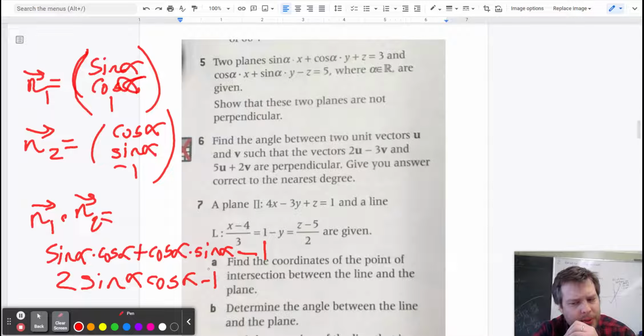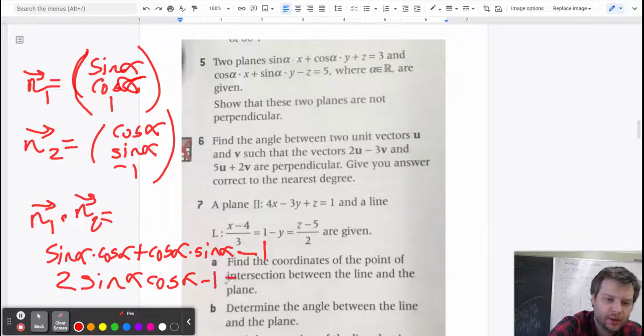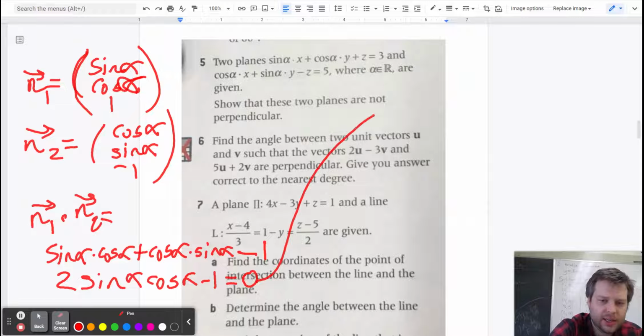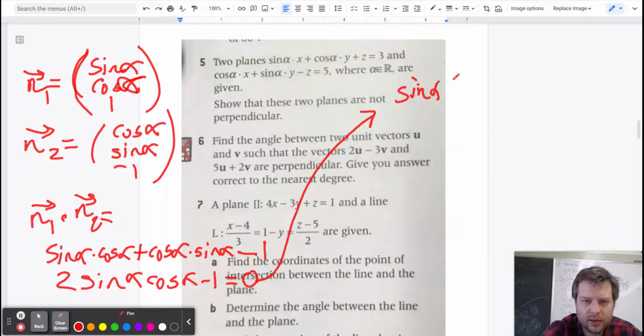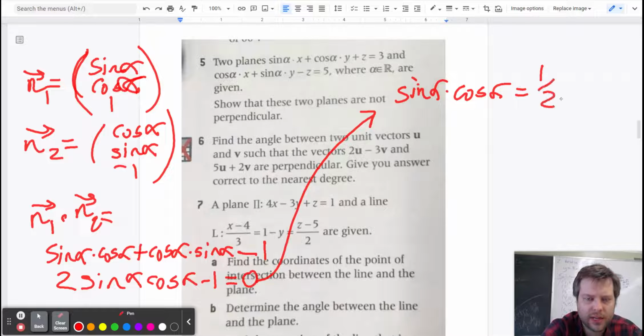Yeah, that feels weird to me. That feels very weird to me. Let's see here. How could I make that equal 0? Well, let's try to make it equal 0. If I wanted to make that equal 0, I would get that sine alpha times cosine alpha is equal to 1/2. And I think, unless I'm crazy, that happens when alpha is pi over 4.